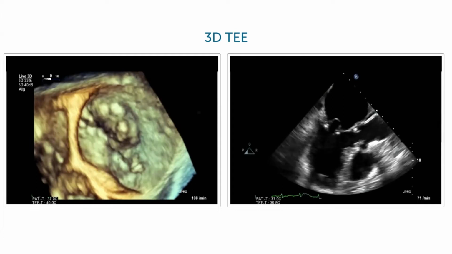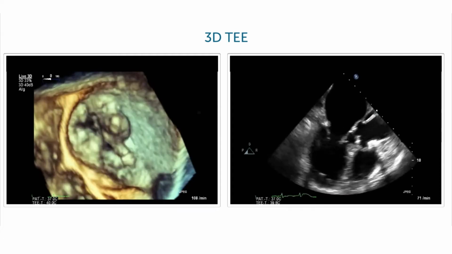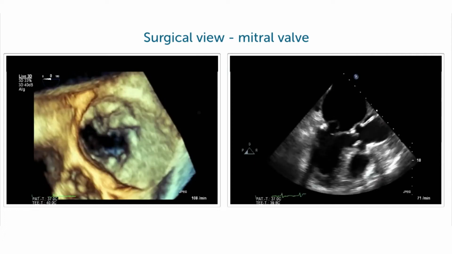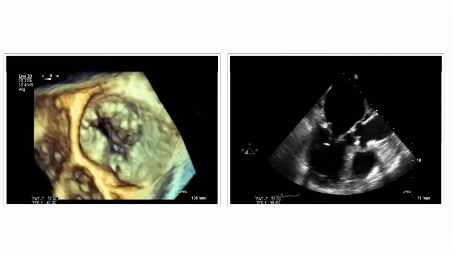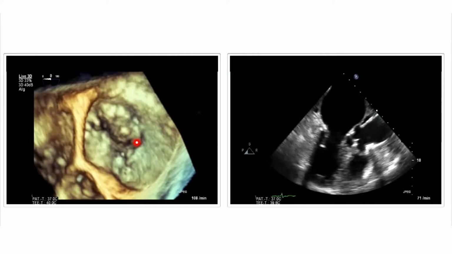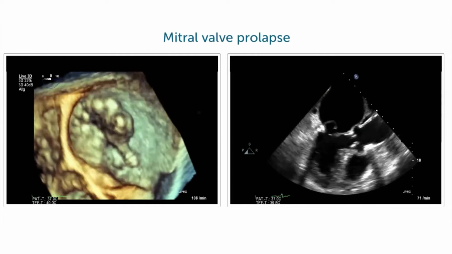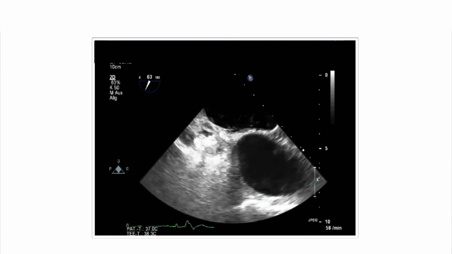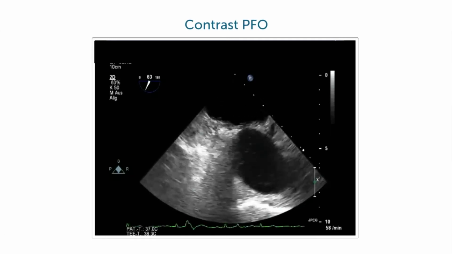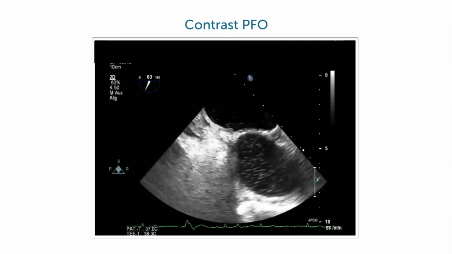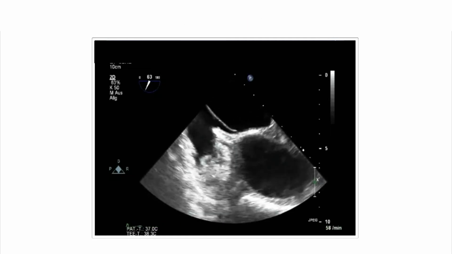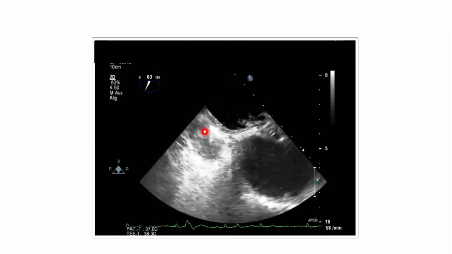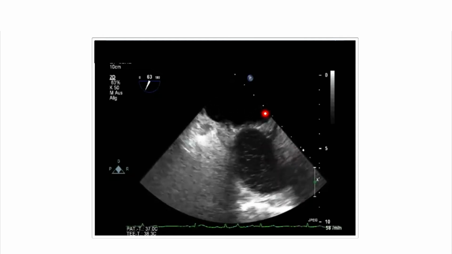Here on the left you see a 3D image which we call the surgical view because we're looking at the mitral valve similar to the way a surgeon would see it. We see the protruding part of the posterior leaflet in a patient with mitral valve prolapse. We can even use contrast together with the TE exam and thereby document that this patient has an open patent foramen ovale. You can see the contrast passing from the right atrium into the left atrium.